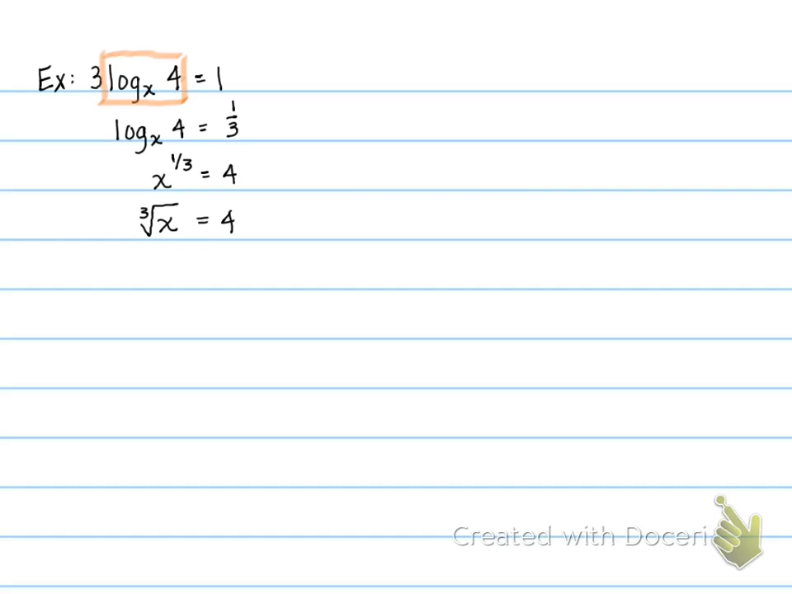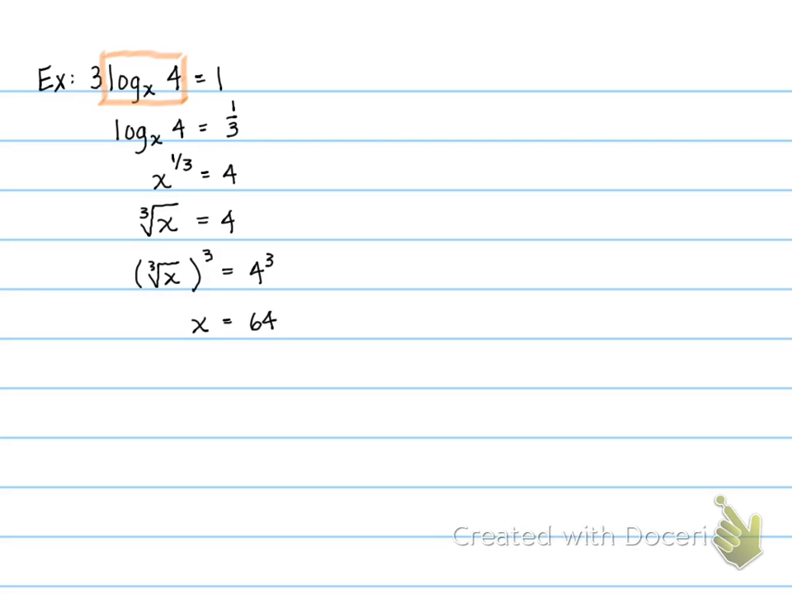So then I would solve this by just cubing both sides, so raising both sides to the 3rd power. 64, yes, you're very close. So x to the third power is equal to 4 to the third power, which is 64. So we get x equals 64.